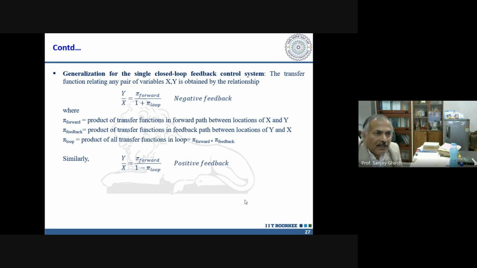So generalized for the single closed loop feedback, I do not know how much time has gone. The time game मुश्किल होता है.